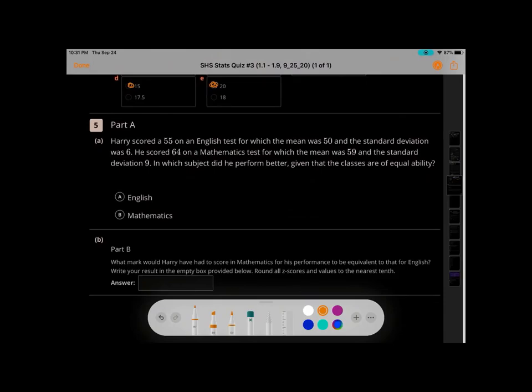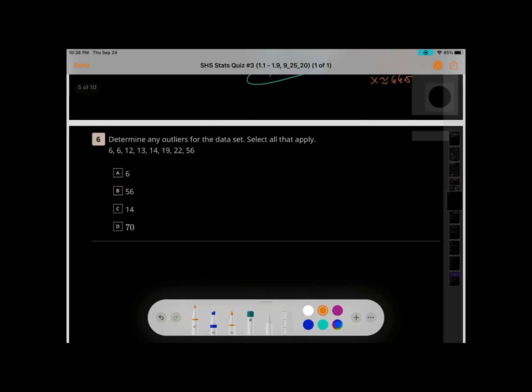Alright, question number 5 has a bunch of stuff here. Harry scored a 50. Question number 6, determine any outliers for the data, select all that apply. For outliers, I just need the formula of 1.5 times the IQR, and I want to go below quartile 1, and above quartile 3. So I'm going to put those in order.